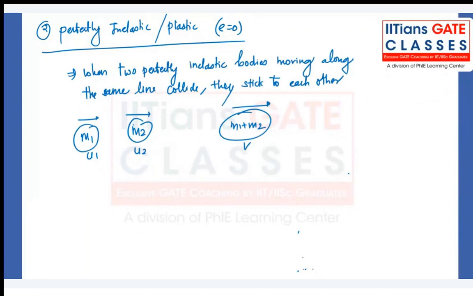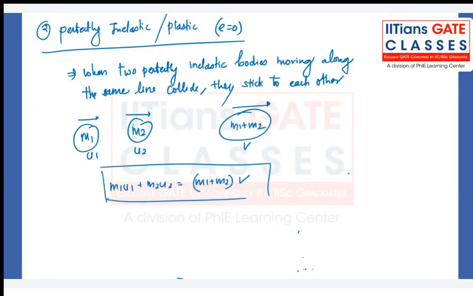Yeah, sorry. So m1 plus m2 moving with velocity v. So how will the equation look? m1 u1 plus m2 u2 is equal to (m1 plus m2) times v. Okay.